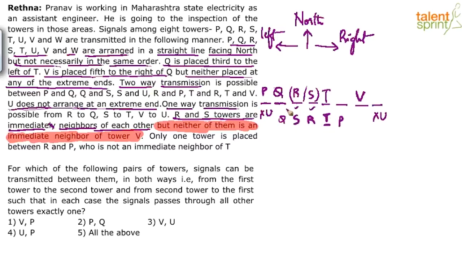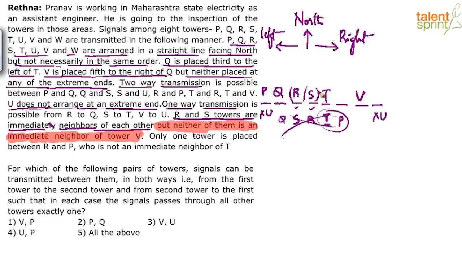You getting it? RS or SR. These are the two cases. If you take R followed by S, P has to come here. If you take S followed by R, then P has to come here because there should be only one tower between R and P. So P cannot come on the left side. It has to come on the right side. But if you take P on the right side, what happens? P and T become neighbors of each other. See, the point he says is P is not an immediate neighbor of T. Here P has become an immediate neighbor of T, which means this is wrong. The first case itself is correct.